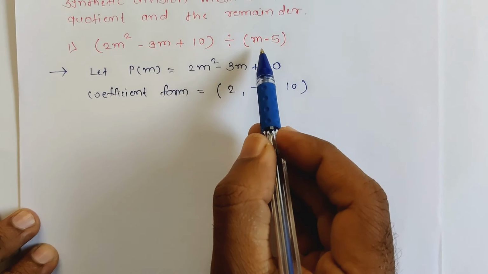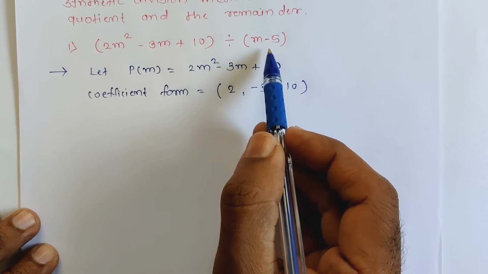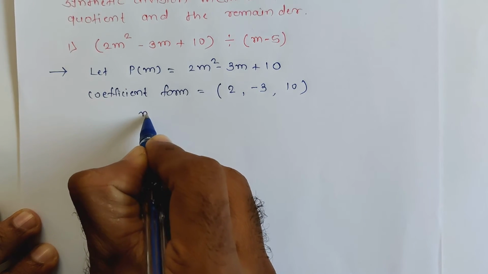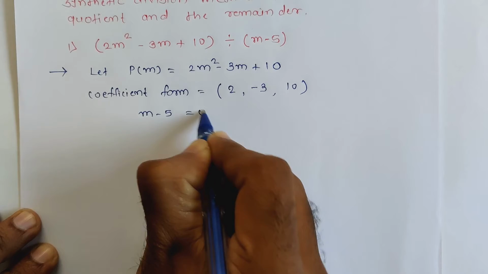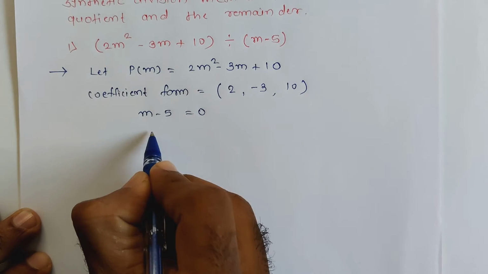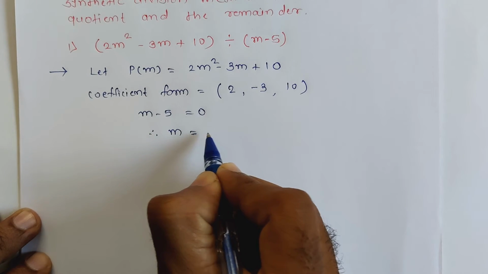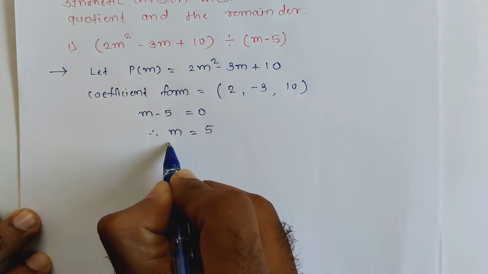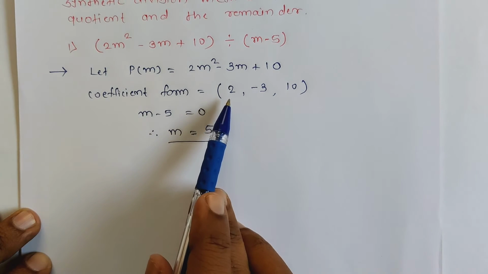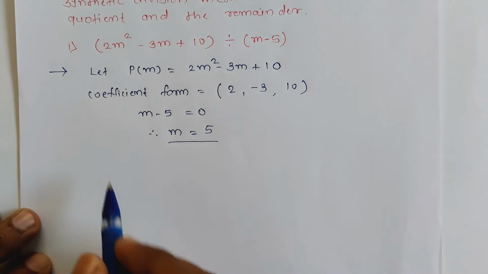Now the second polynomial by which we have to divide is m minus 5. For synthetic division, we must equate this polynomial to 0, that is, m minus 5 is equal to 0. If we transfer 5 to the right hand side, we get m is equal to 5. So in the synthetic division method, we have to divide the coefficient form of the polynomial by 5.